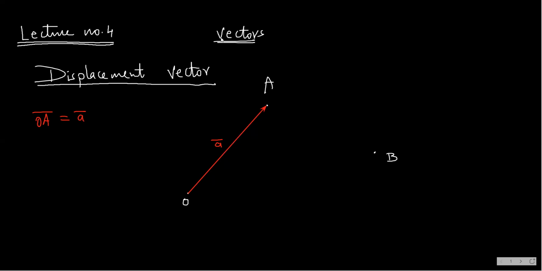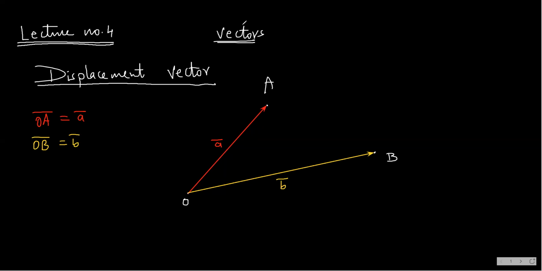Then the position vector of point B with respect to O is this vector. This is the position vector of point B with respect to O. This is vector B bar. OB bar is B bar. So you have the position vectors of point A and point B.